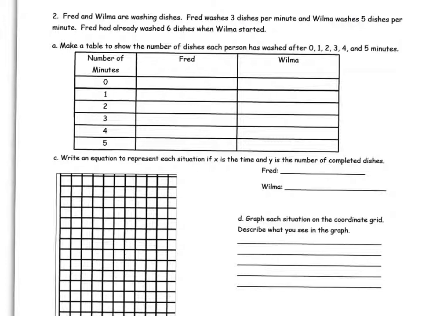All right, let's look at one more example. This is about Fred and Wilma washing dishes. It says Fred washes 3 dishes per minute. So Fred's rate, his M, is 3 per minute. Wilma washes 5 dishes per minute. So her rate is 5 per minute.